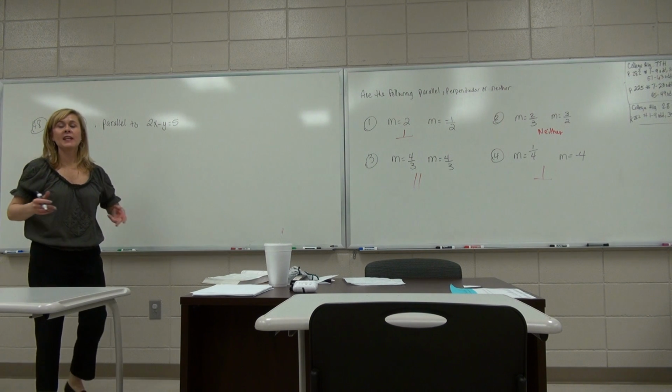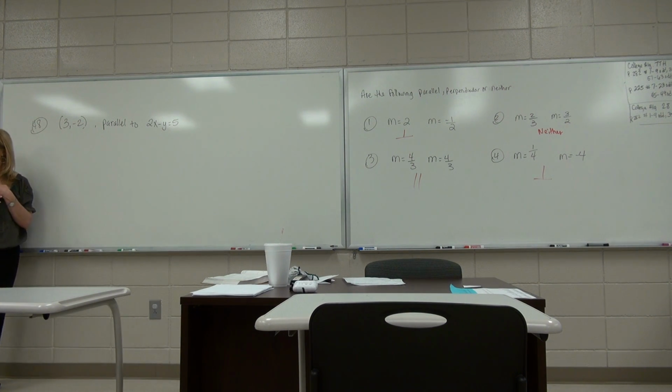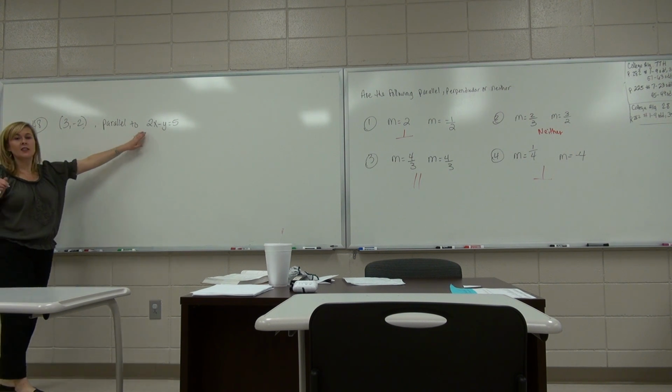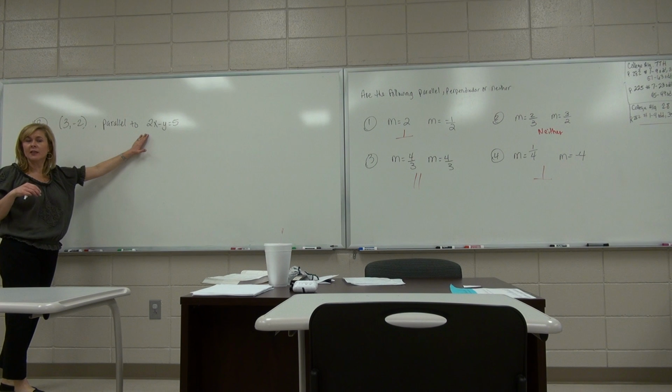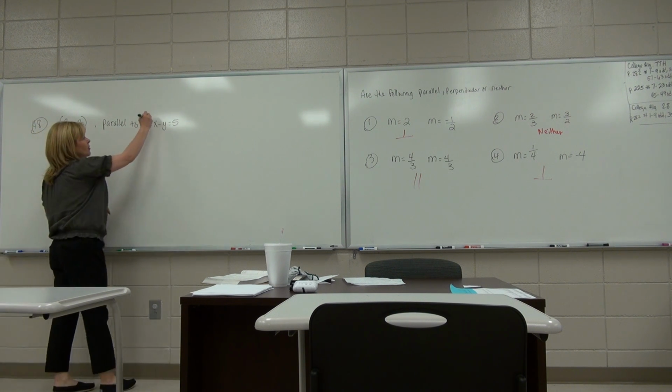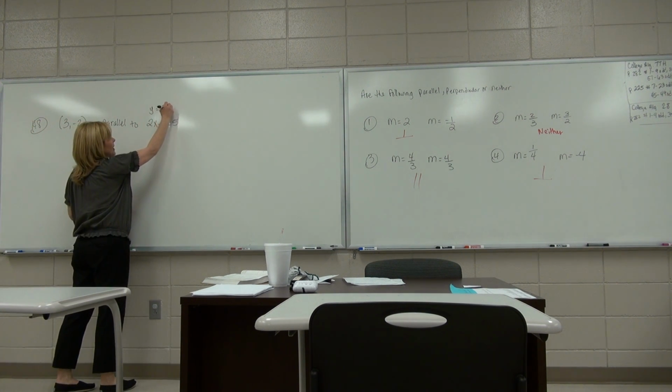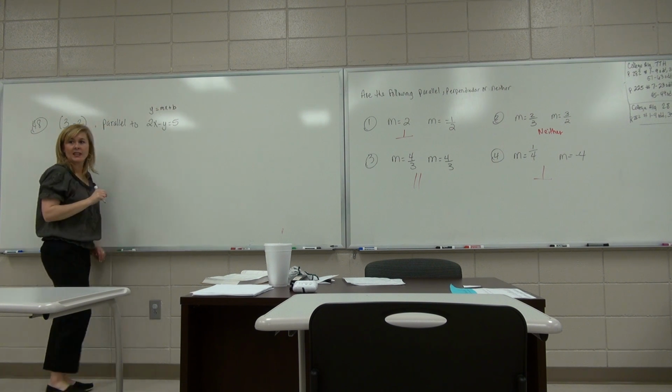Well, we know that we need to know the point and the slope of our line in order to find the equation. I know the point on the line I'm looking for, and if it's parallel to this one, that means the slopes would be the same, right? Well, how can I find the slope of this line? Right, let's put it in slope-intercept form. Let's get y on the side by itself, and we know the number in front of x is my slope.